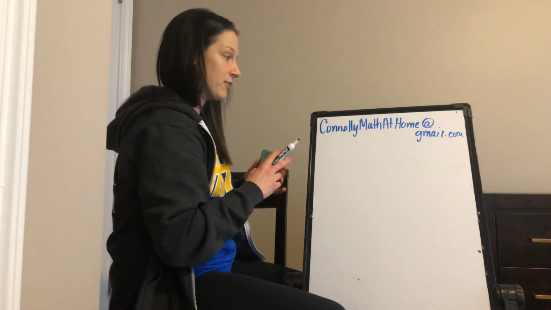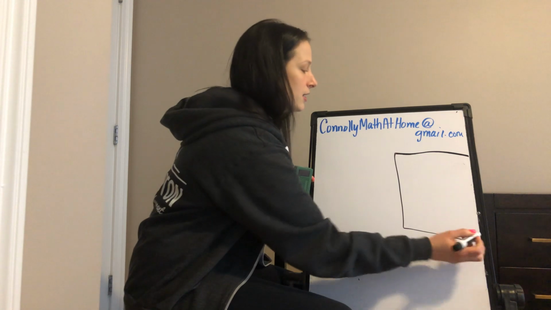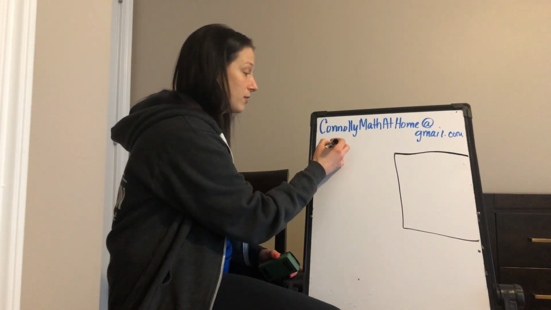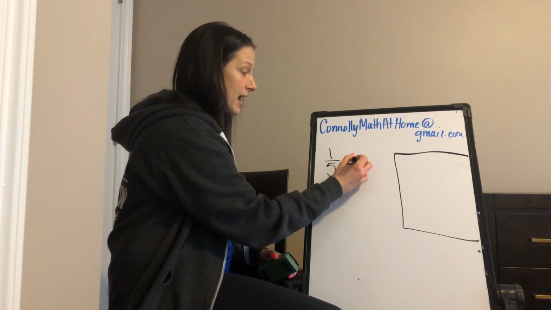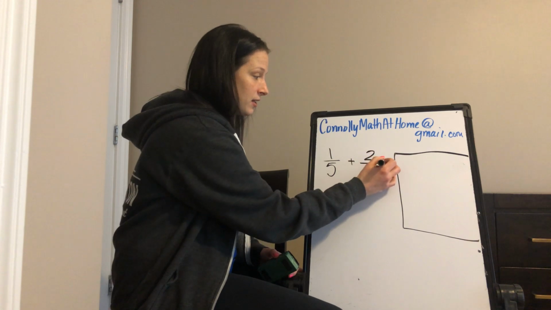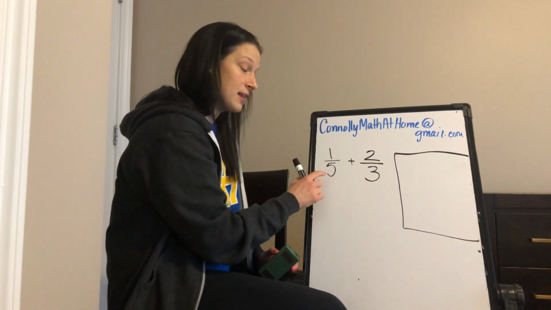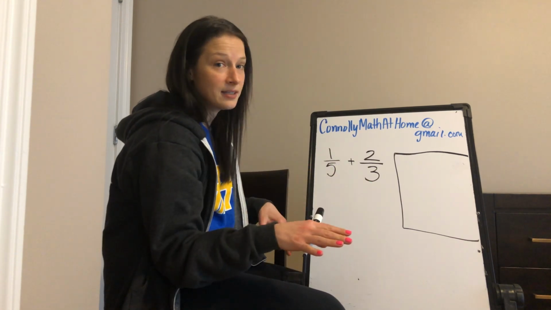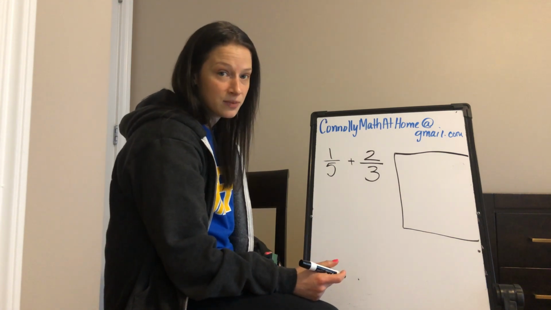I'm going to make my equivalent fraction box a little bit bigger because I'm going to make it a little more challenging here. So let's say this time that we are working with 1/5, and we're adding it to 2/3. So you notice that we have fifths and we have thirds. Those pieces would not be the same size, so we have to make common denominators.